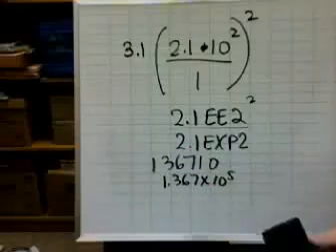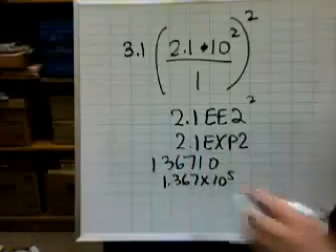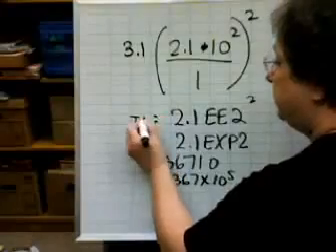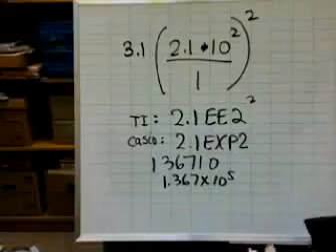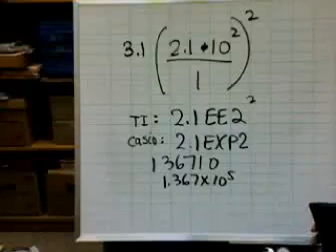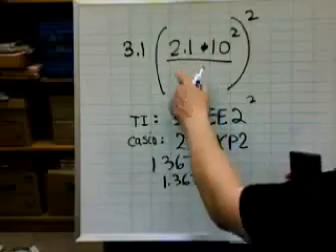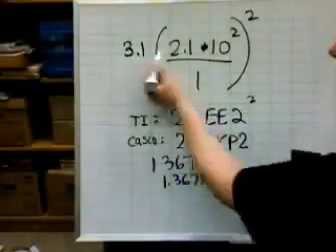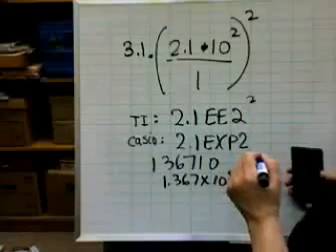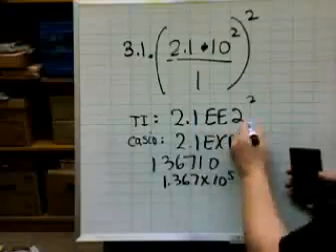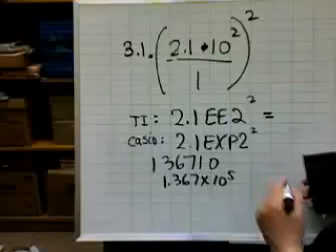So what did you just type in? 2.1 exponent EE 2, then squared. Yeah, this is on the TI, you would do this. And this is on the Casio. And then did you just press times 3.1? You don't need to put it in parentheses or anything. You get this off the calculator, and then you press times, and then you press equals after you type that in. Yeah, that's correct. Okay.